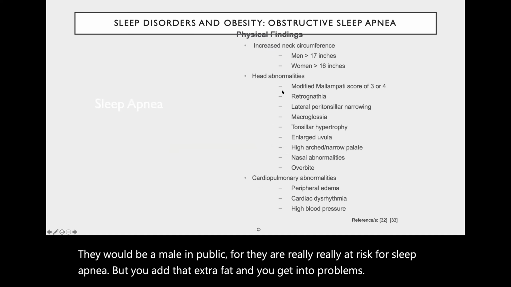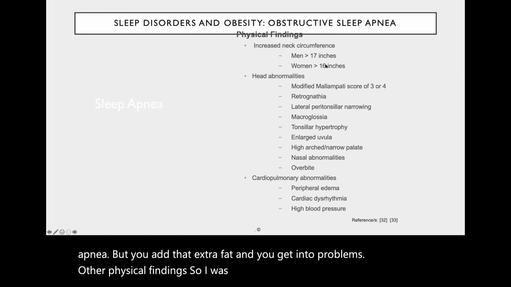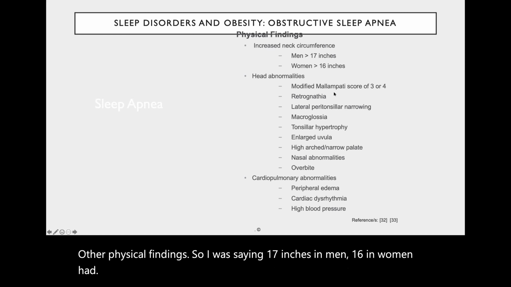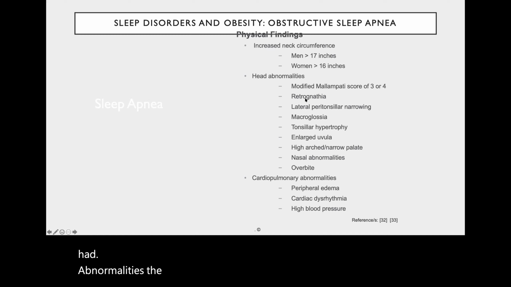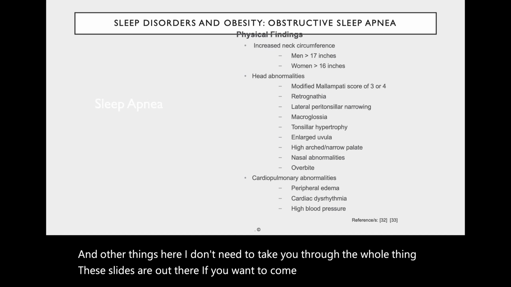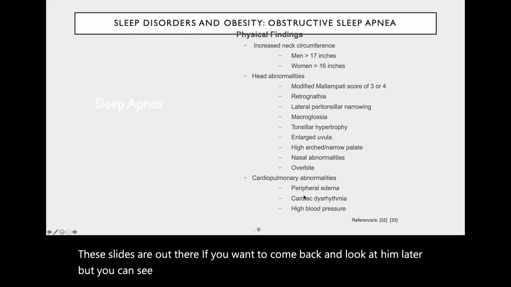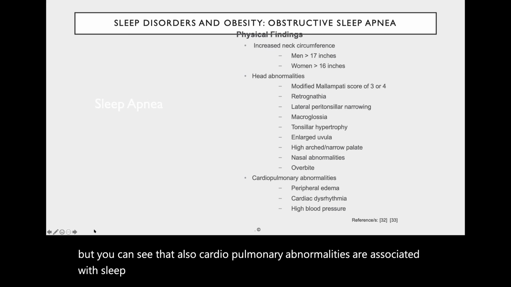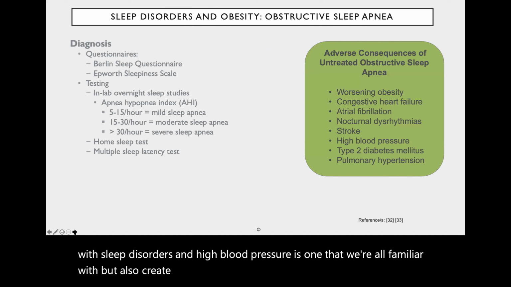Other physical findings, so I was saying 17 inches in men, 16 in women, had abnormalities, the Mallampati scores, and other things here. I don't need to take you through the whole thing. These slides are out there if you want to come back and look at them later. Also, cardiopulmonary abnormalities are associated with sleep disorders, and high blood pressure is one that we're all familiar with, but also cardiac dysrhythmias, peripheral edema.